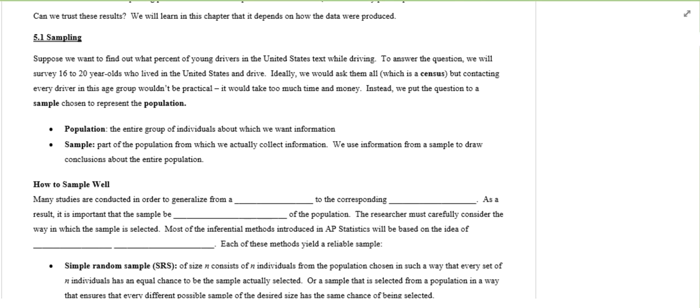Okay, so sampling. Suppose that we want to find out what % of young drivers in the United States text while driving. To answer this question, we will survey 16 to 20-year-olds who live in the United States and drive. Ideally, we would like to talk to all of them, which is a census, but contacting every driver in this age group wouldn't be practical. It would take too much time and money. Instead, we put a question to a sample chosen to represent the population.